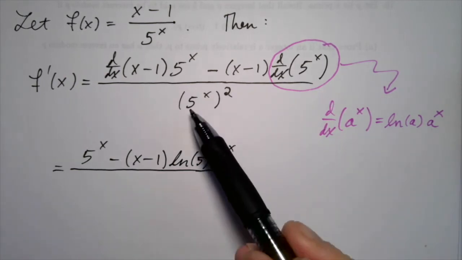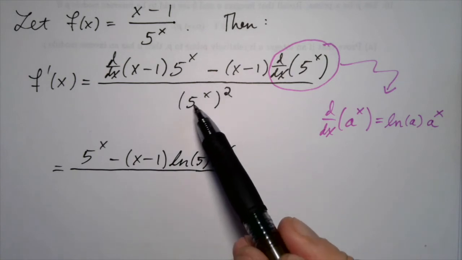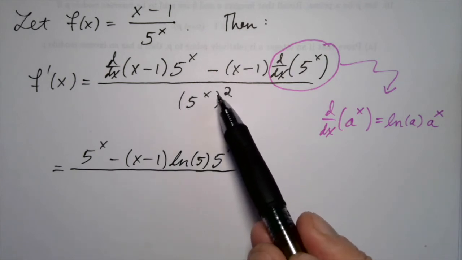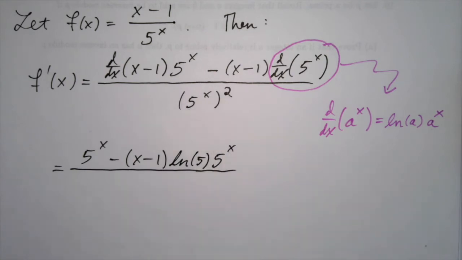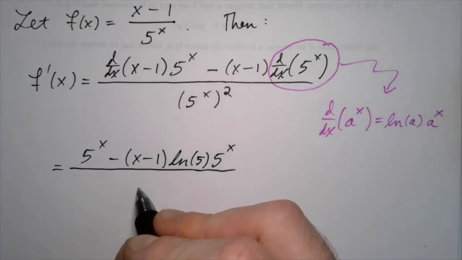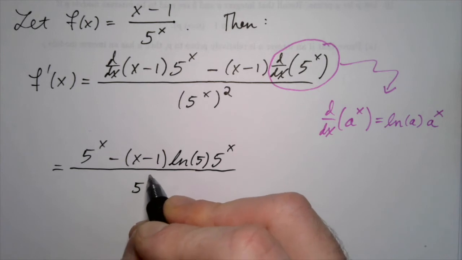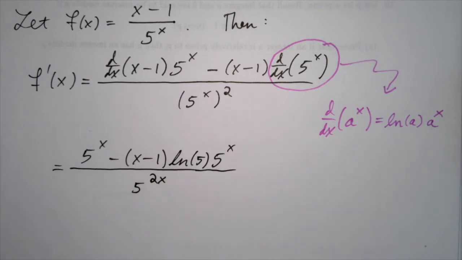Okay, and what about 5 to the x squared? Remember, when you're taking an exponential and raising it to another power, that outer exponent comes inside and just multiplies. In other words, 5 to the x squared is just 5 to the 2x. You can also think of that as just 5 to the x times 5 to the x. The exponents add. So there's our answer.